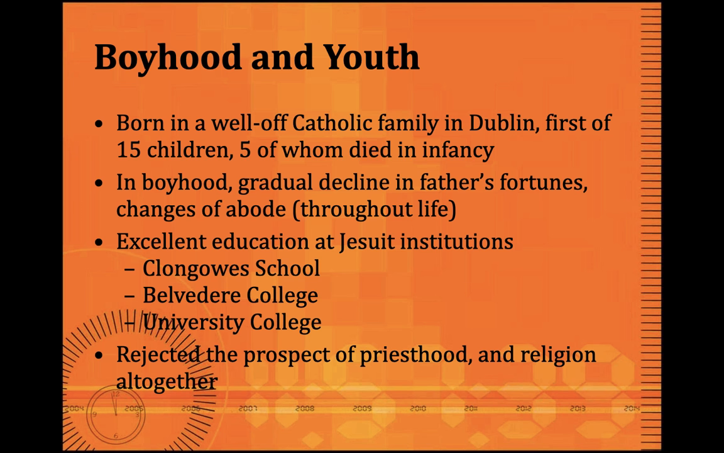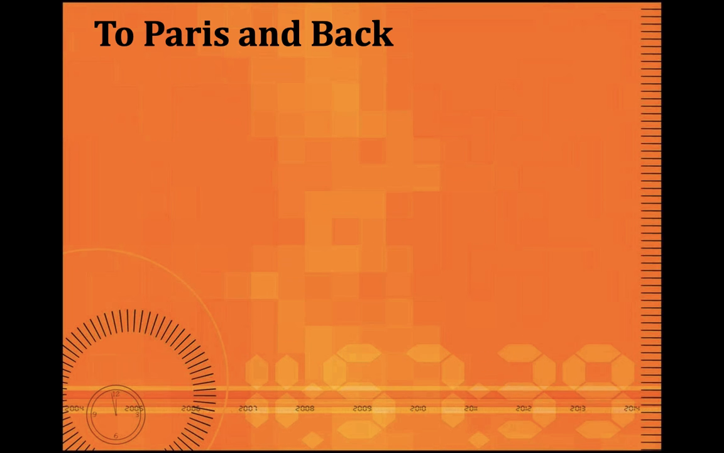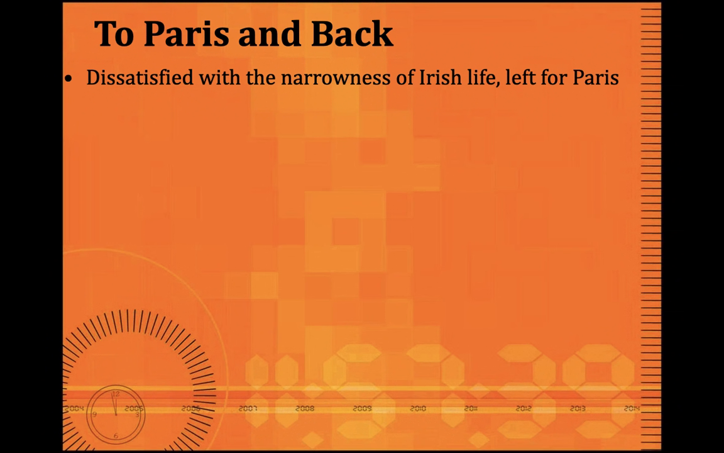Joyce was meant for priesthood. The family thought he was going to be a priest, but he rejected the prospect of priesthood eventually and even rejected religion altogether. This also you can see in his autobiographical novel, Portrait of the Artist. Joyce was dissatisfied with the narrowness of Irish life, and he rejected religion and his nation and left for Paris.